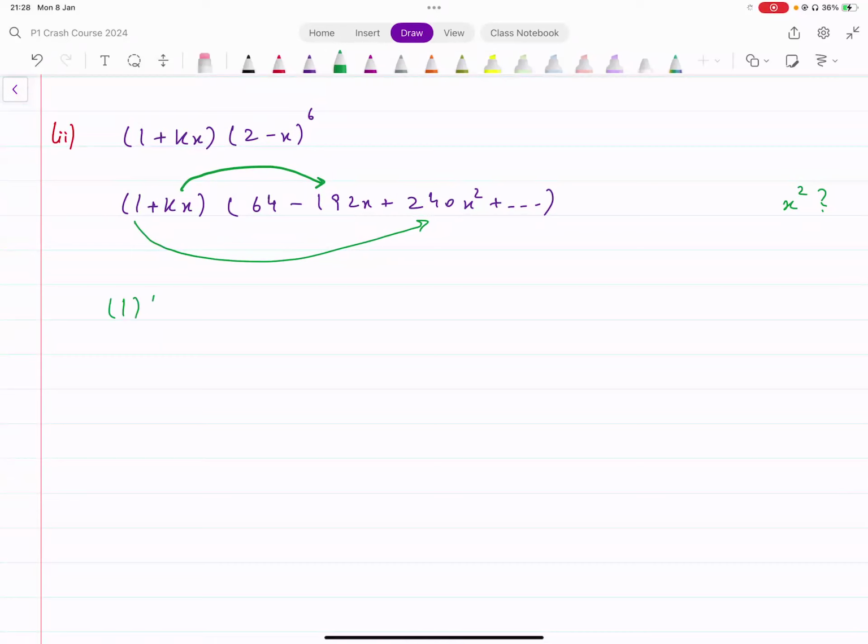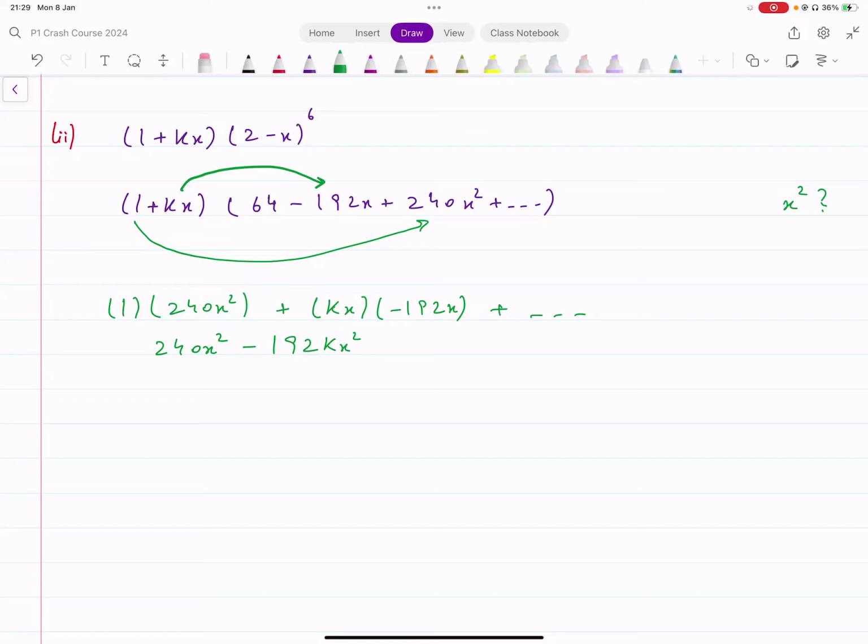So we have 1 into 240x squared plus kx into minus 192x, and we're just ignoring everything else. These are the two products that are going to give us x squared. The rest are going to be either constant or x power 1 or x power 3 or x power 4. So what do we get from this? We get 240x squared minus 192kx squared.